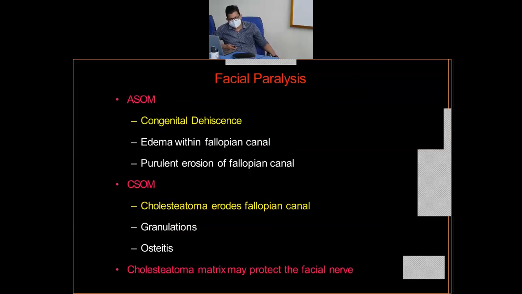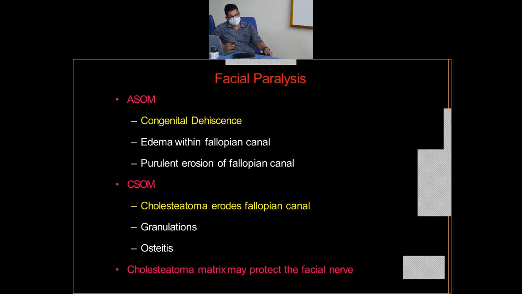Facial paralysis is one of the most dreaded complications of CSOM. There will be paralysis of the facial nerve. So mainly CSOM we are discussing. Why is there facial paralysis in CSOM? Due to cholesteatoma, whenever the cholesteatoma erodes the fallopian canal. The facial canal is also called the fallopian canal.